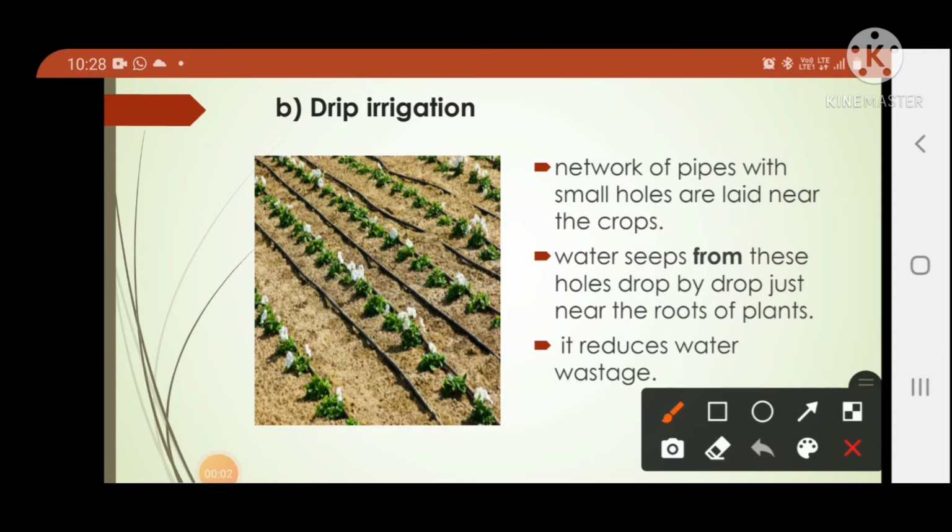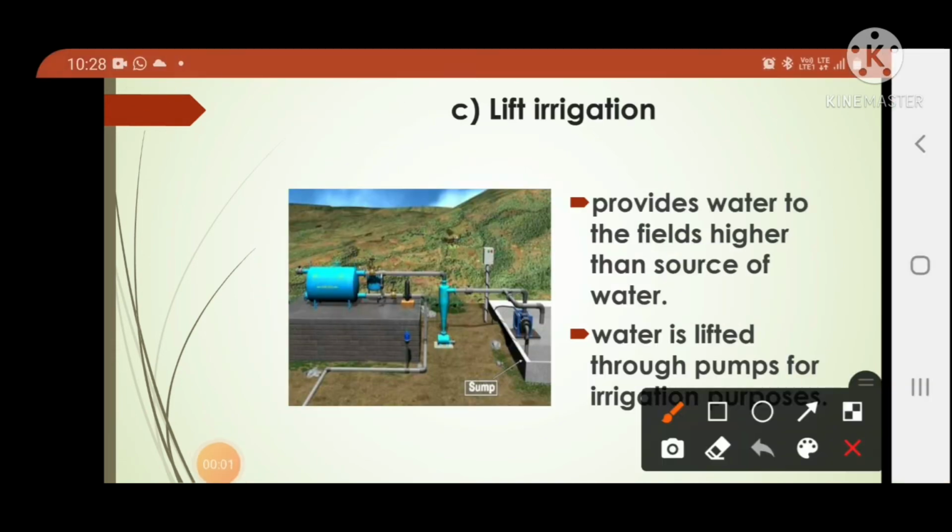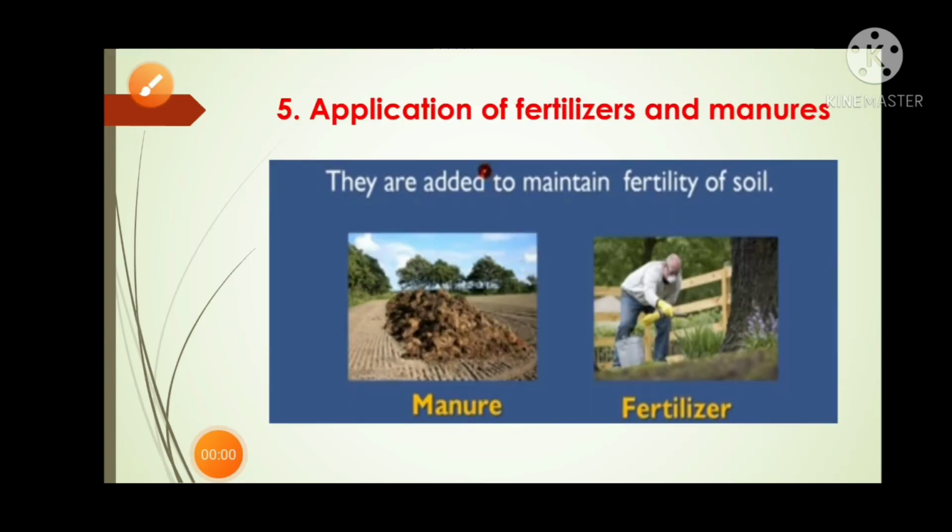Next efficient method is drip irrigation. Here you can see in the picture there is a network of pipe with small holes. They are laid near the crop, and water seeps from these holes drop by drop just near the roots of the plants. It reduces water wastage. Another kind of modern method is lift irrigation, which provides water to the fields higher than the source of water, and water is lifted through pumps for irrigation purposes.